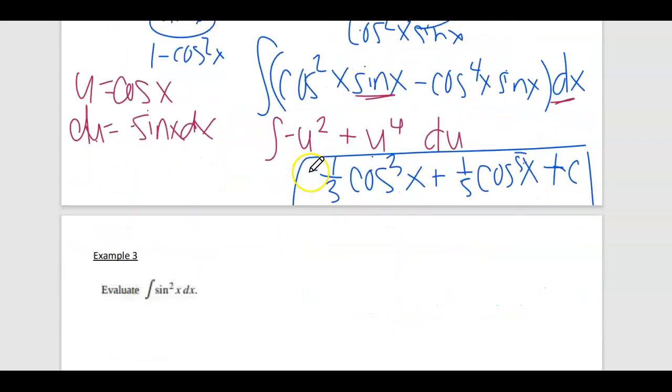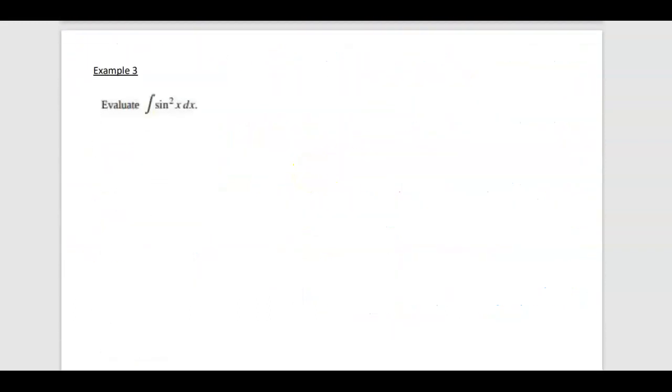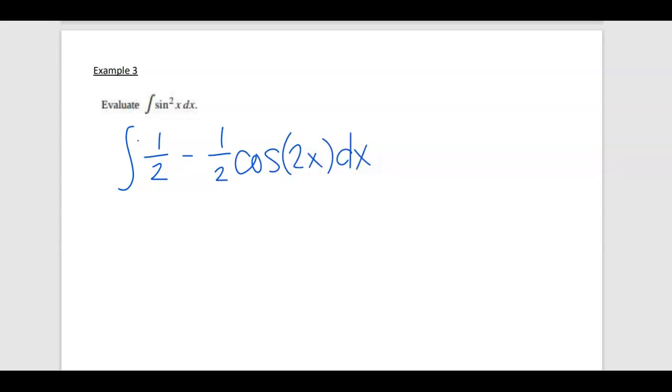All right, let's keep looking at some examples. So here I just have a sine squared. I don't have a cosine, which might cause some issues. I need to have the du part of this, right? So I'm going to replace sine squared with the identity 1/2 minus 1/2 cosine of 2x dx.